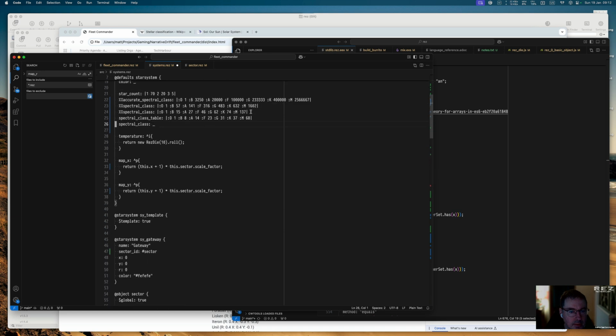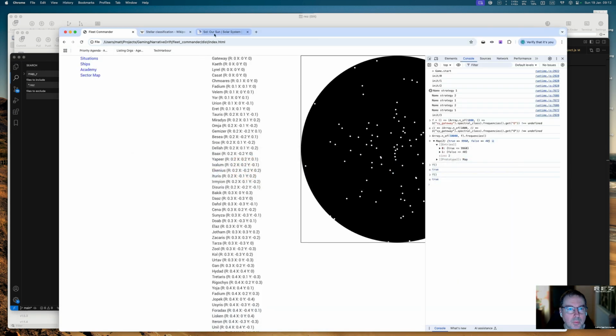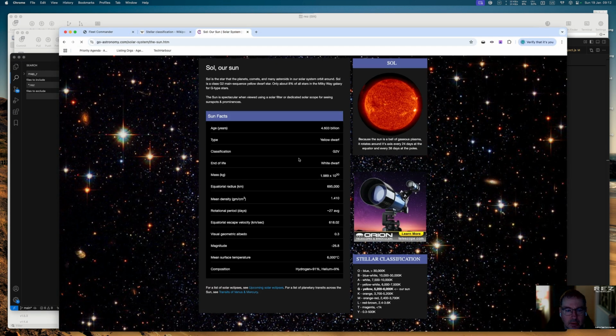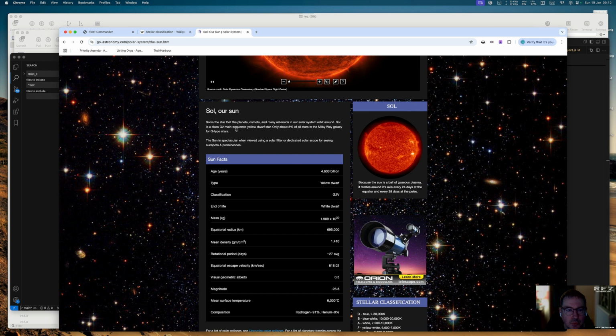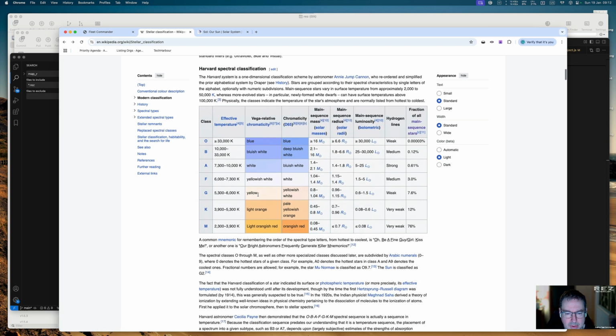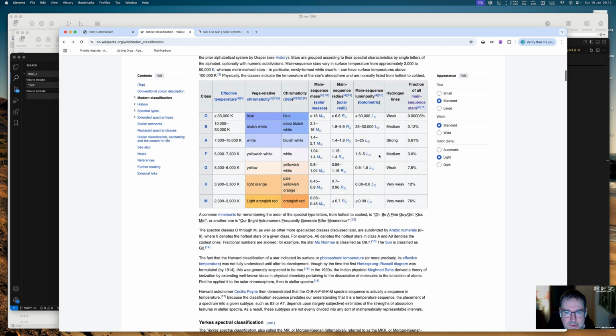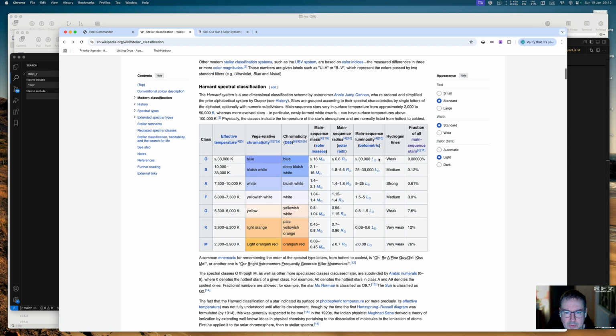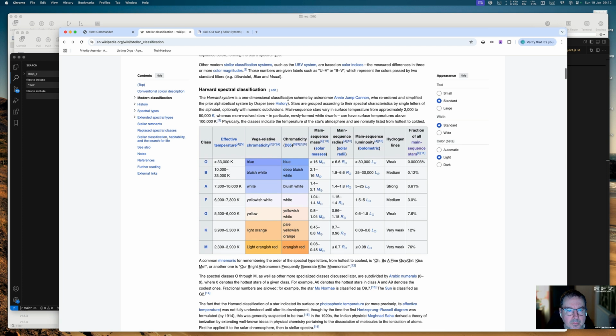Gateway. What did we say Sol was? Sol is a G2. So G here, yellow star. Right, okay, G2. I think 2 is like the luminosity, although 2 wouldn't work. Maybe that's a class rather than an actual luminosity. So where did I get that from?